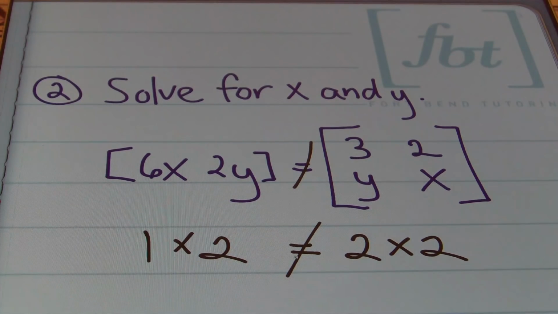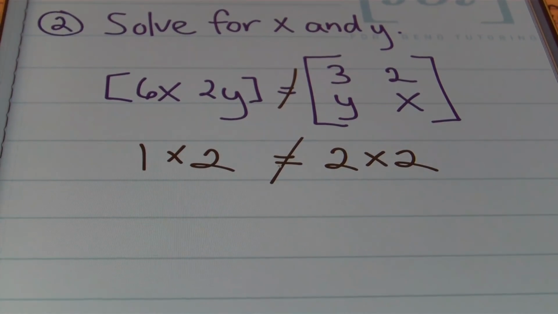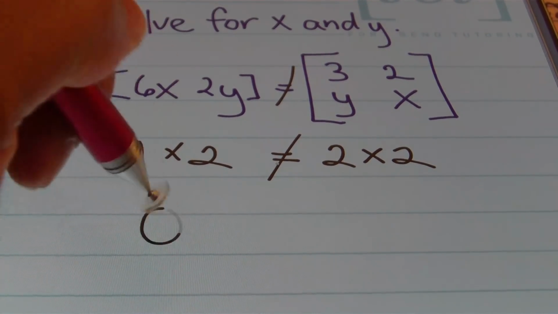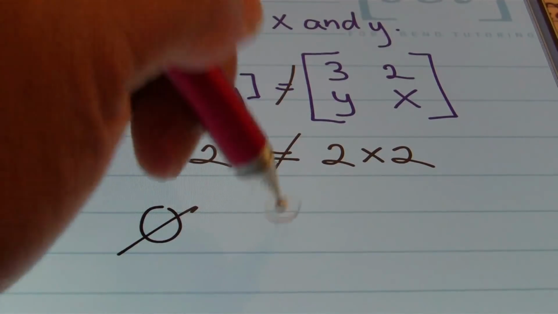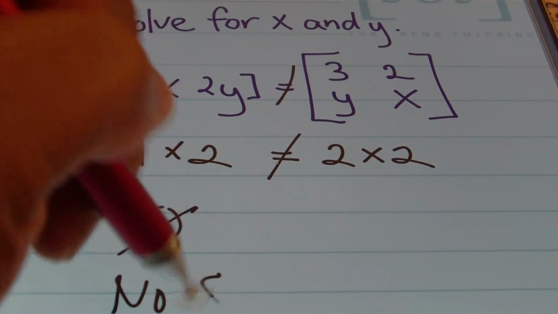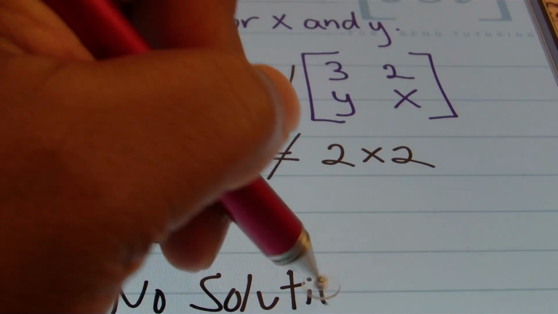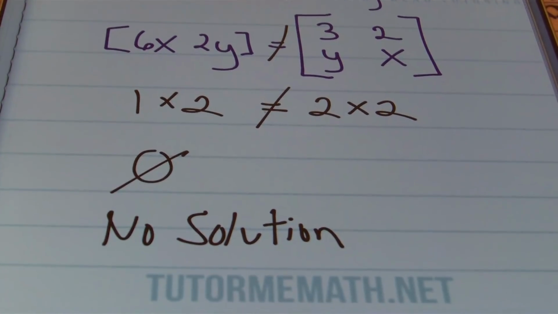Oh, I'm sorry. What do you want to see? You want to see no solution? You can put the null set, or you can just write out no solution. That'll work as well. You can just put that there.